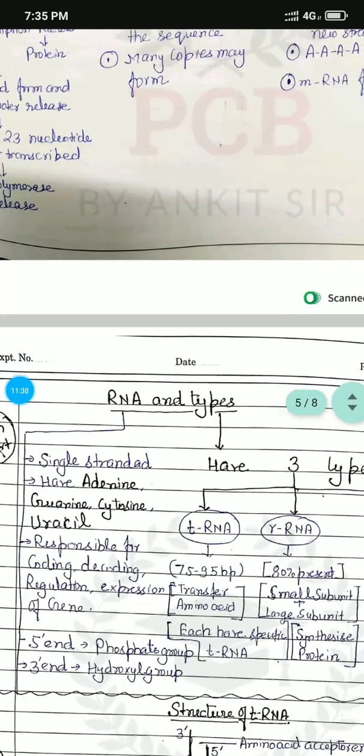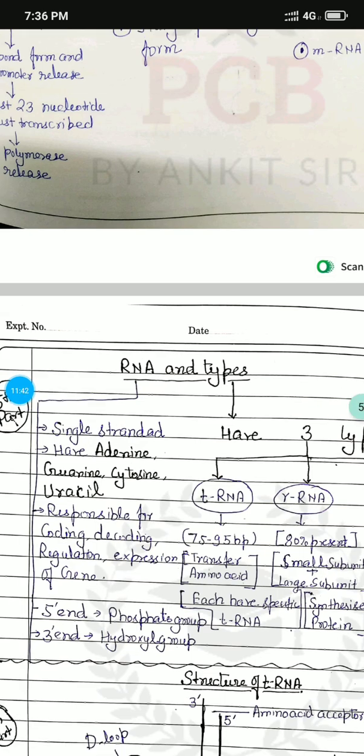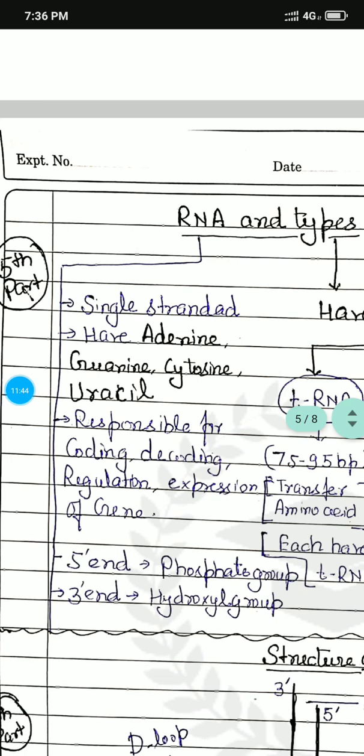Now our next part is RNA and its types. Listen very carefully. First of all, RNA. RNA is a single strand. It also has adenine, guanine, cytosine and uracil. It is responsible for the coding, decoding, regulation and expression of a gene. At the 5' end of the RNA, a phosphate group is there, and at the 3' end of the RNA, a hydroxyl group is there.